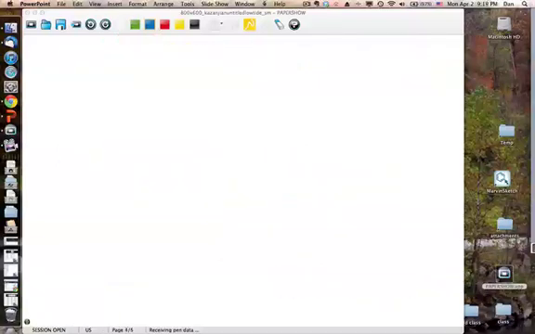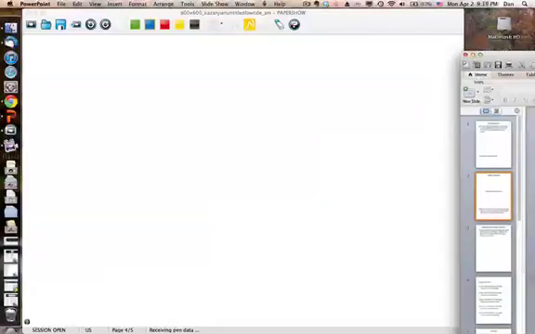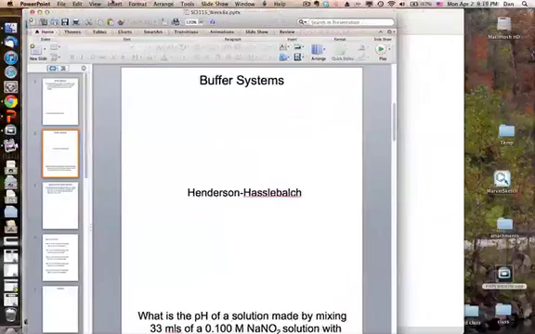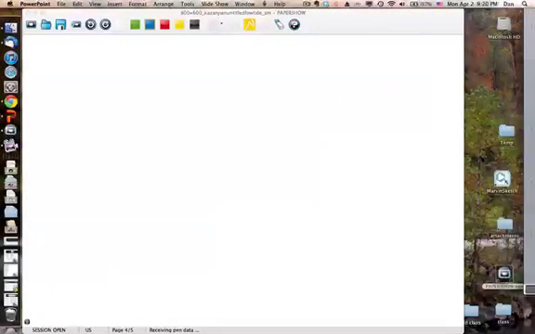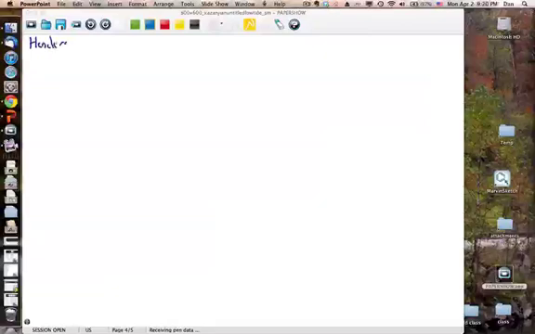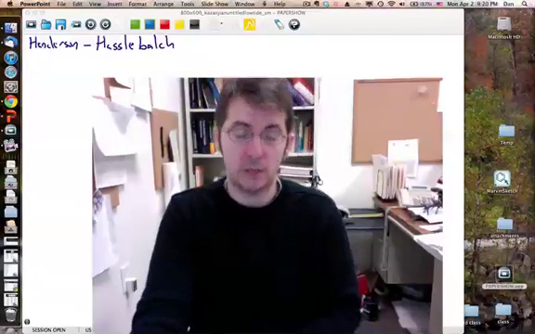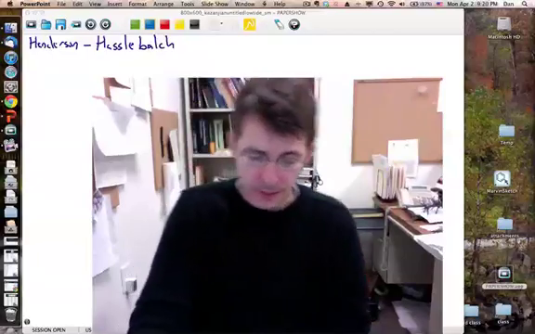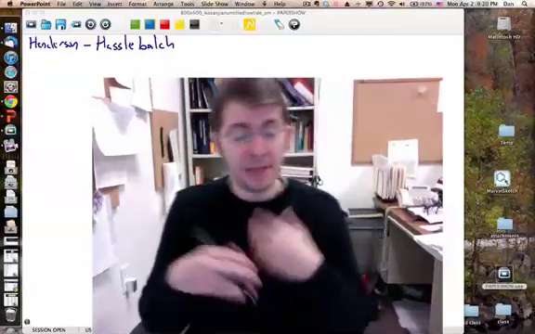Now, as I was saying, buffers are incredibly common. So common that it's possible to modify the Ka statement into a simpler form, incorporating the assumptions that we've already talked about. And this is what we call the Henderson-Hasselbalch equation. The Henderson-Hasselbalch equation is as follows. I'm not going to derive it.